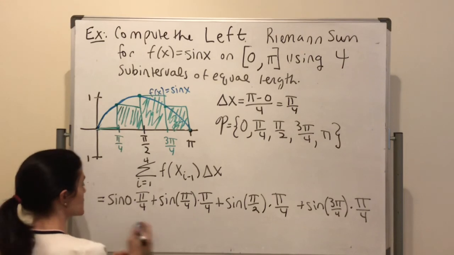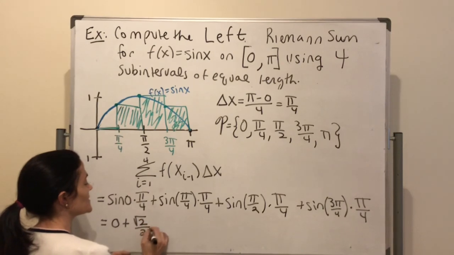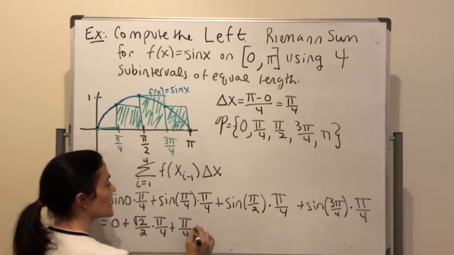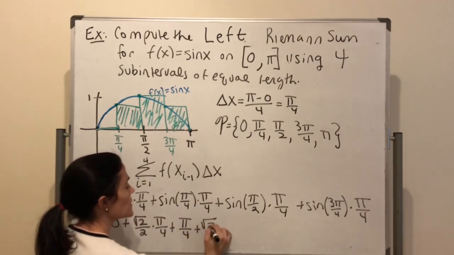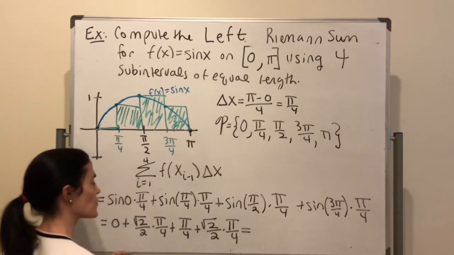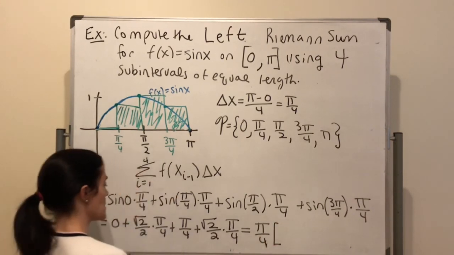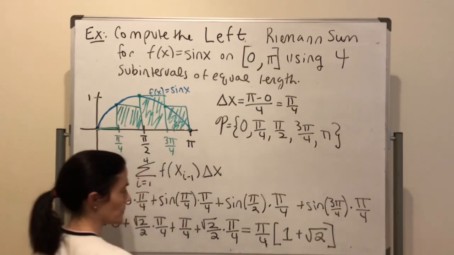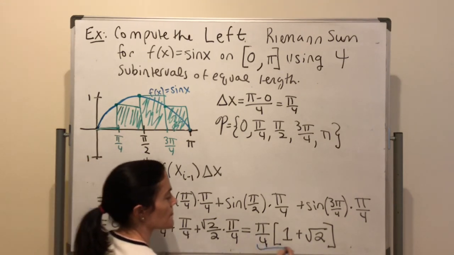And as I mentioned, this first term is 0. Sine of pi over 4 is square root 2 over 2. And then sine of pi over 2 is 1. And again, sine of 3 pi over 4, well, it's another square root 2 over 2. Okay, so all together, I can write it this way, pi over 4 times 1 plus the square root of 2. And this would be the value of this Riemann sum here.